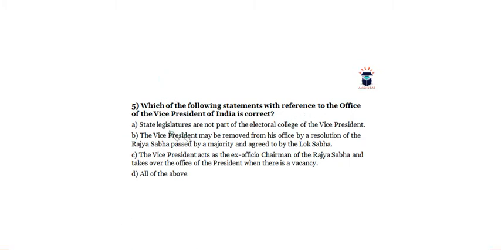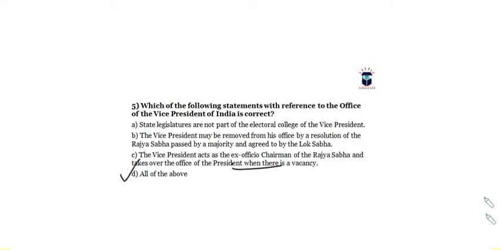Let me tell you that the answer is, just a minute. With reference to the office of Vice President, which is correct? State legislature is not part of the electoral college of the Vice President. Yes, A is correct. Let's see the other statements also, because D, all of the above, is there. The Vice President may be removed from his office by a resolution of the Rajya Sabha passed by a majority and agreed to by the Lok Sabha. Yes, this statement is also correct. And C, the Vice President acts as the ex officio chairman of the Rajya Sabha and takes over the office of the President when there is a vacancy. So this is also correct. So the answer is all of the above.